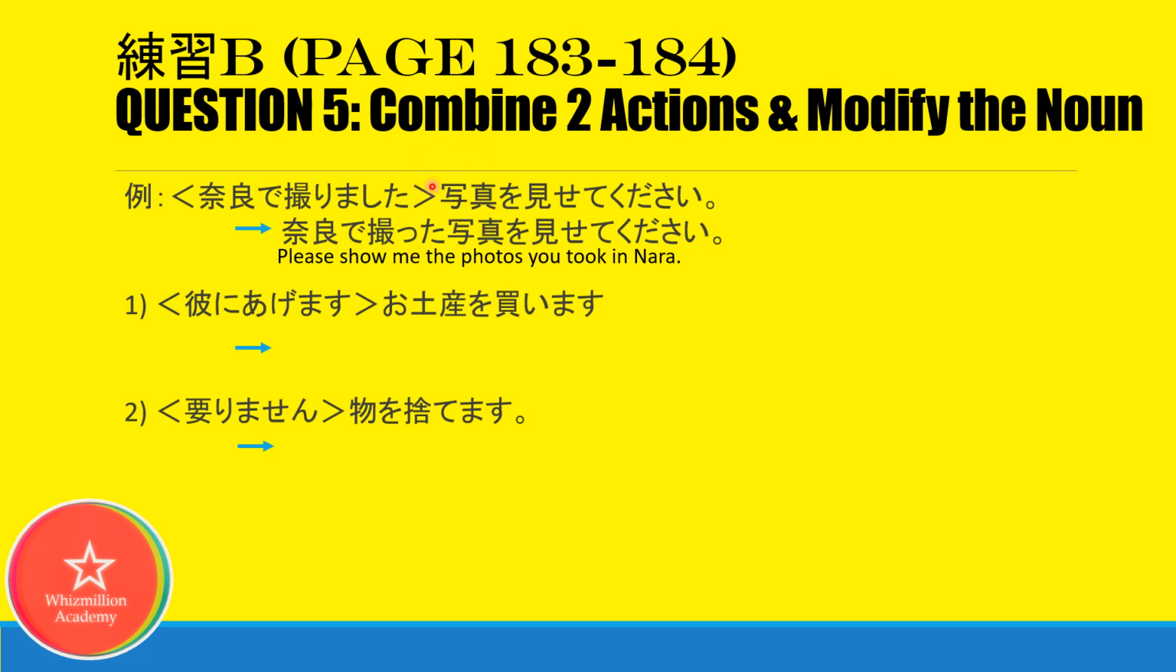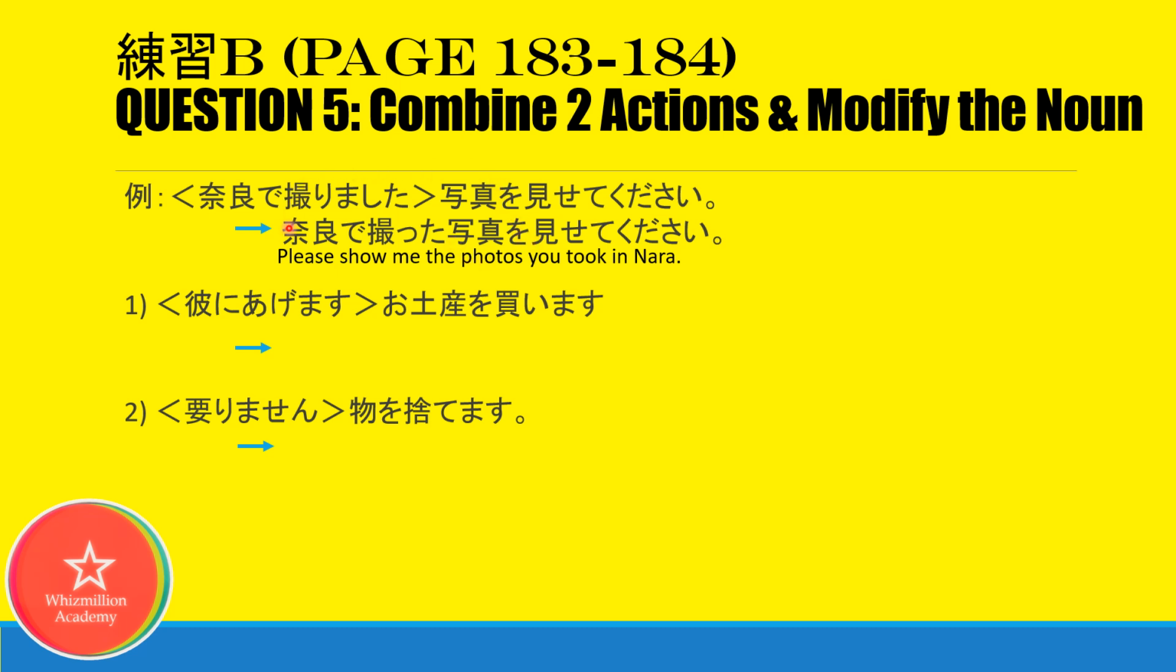If we don't combine these two, if we simply say 写真を見せてください, please show me the photograph, we know nothing about the photograph yet. At this point, we do not know anything about this photograph. Only after we combine the first sentence and the second sentence do we know something about the photograph. Please show me not just any photograph, but the photograph that was taken in Nara. Okay, so now we know something about the photograph. We know that this photograph was taken in Nara.